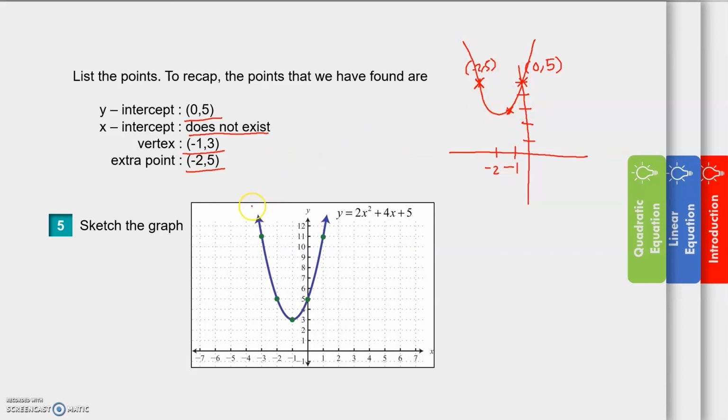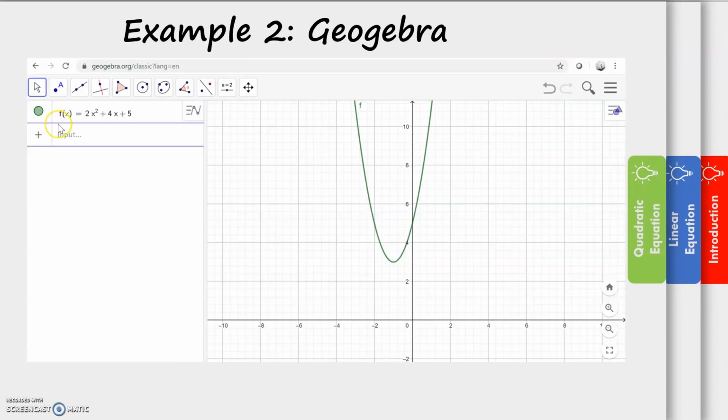Exactly, our graph is given by this parabola. We can plot our quadratic function of example 2 in Geogebra. So this is the input function and this is the output function, or the graph of our parabola.